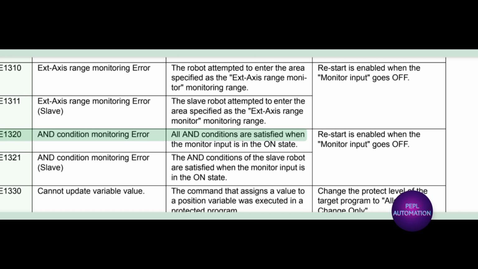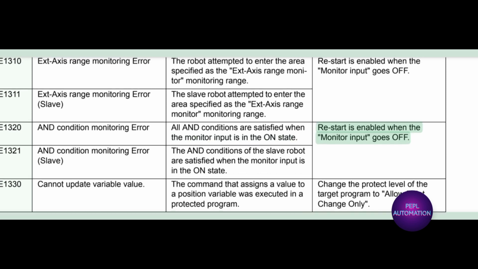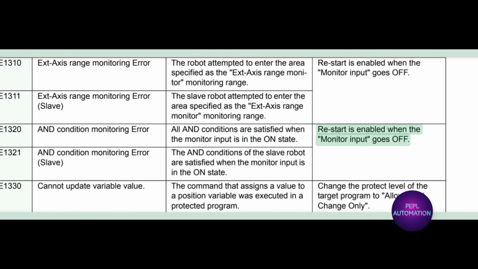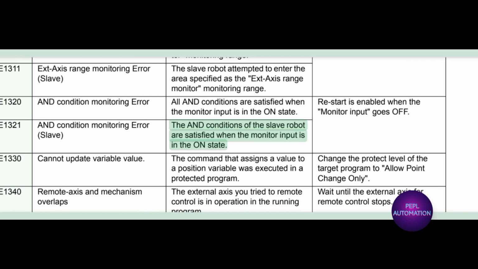E1320 AND condition monitoring error: all AND conditions are satisfied when the monitor input is in the on state. Restart is enabled when the monitor input goes off. E1321 AND condition monitoring error: slave. The AND conditions of the slave robot are satisfied when the monitor input is in the on state.